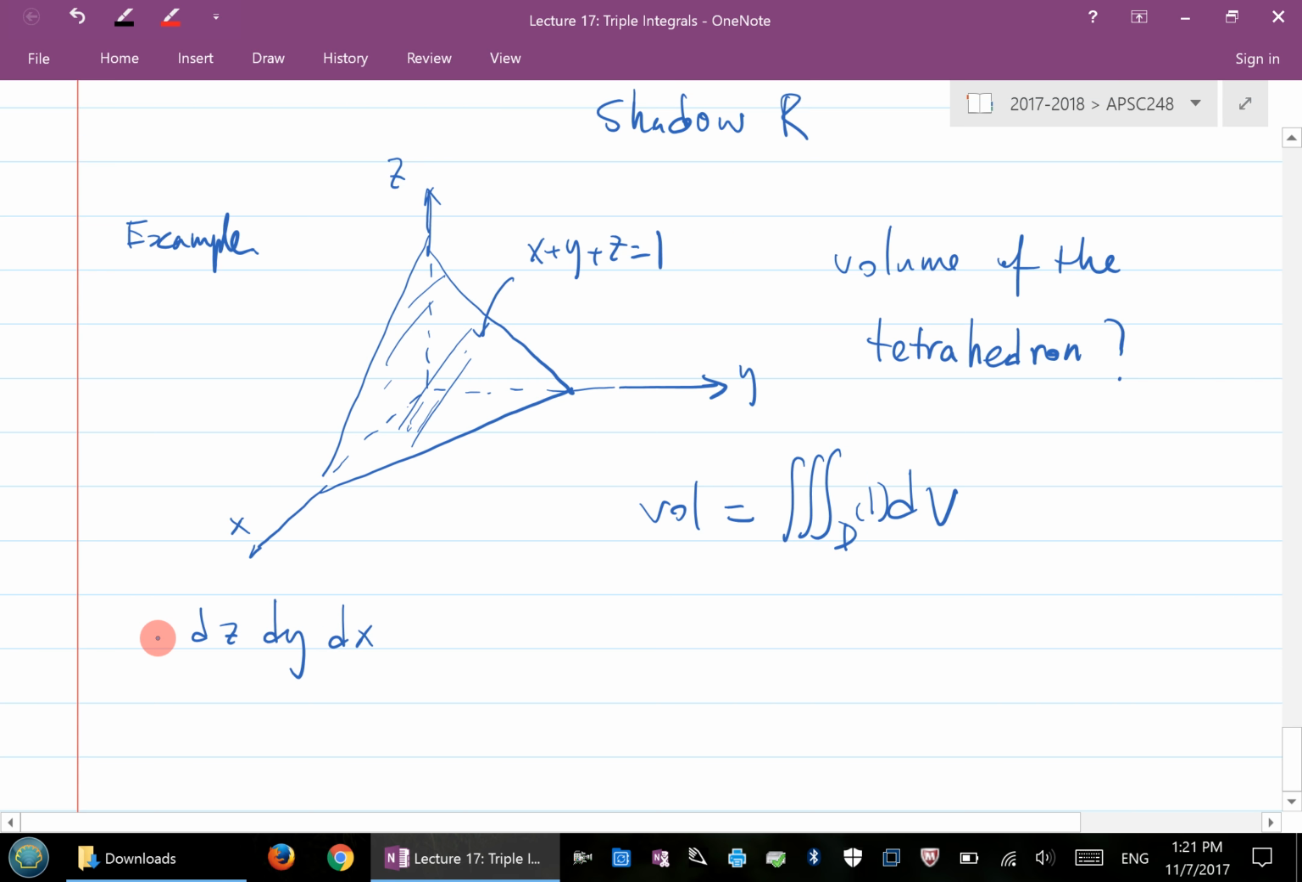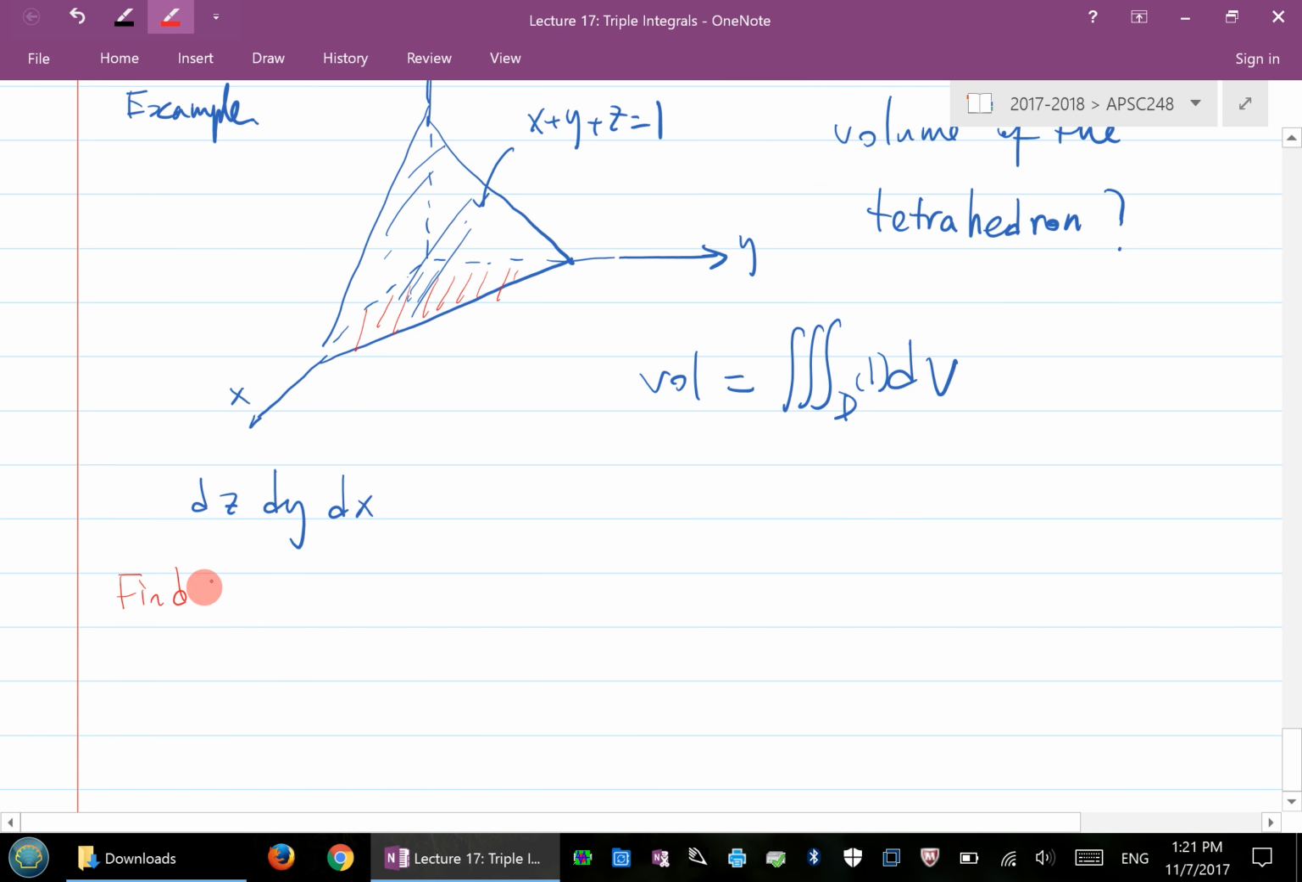That's fine. But what is sketched is the region D. You also need to sketch the shadow of the region D in the xy plane, because we decided to do z first, so the shadow has to be in the xy plane. In this particular case, you can literally see the shadow is the bottom triangle there. Once you nail down this region D and also this region R, then we'll be confident to go ahead and try to find the limits for this triple integral. So now let's find the limits.